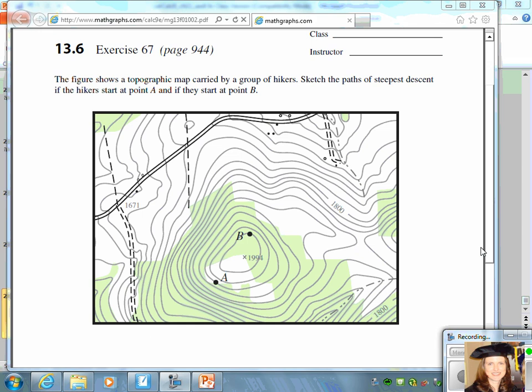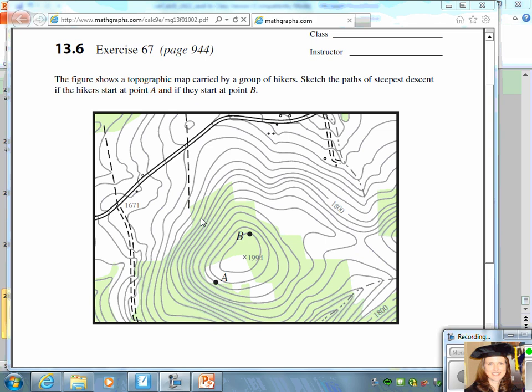Now this figure shows a topographic map carried by a group of hikers. You want to sketch the paths of steepest descent if the hikers start at point A and if they start at point B. Well, in a topographic map, you have level curves. Those are connecting lines of equal elevation.